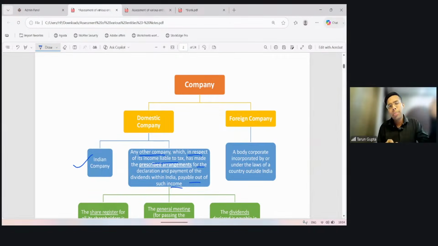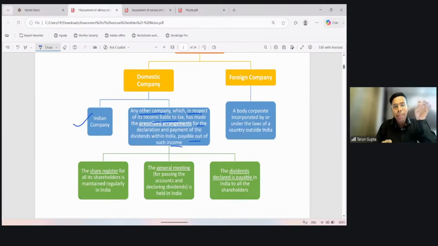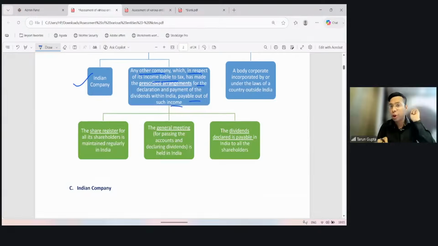So either you are an Indian company, then you are a domestic company, or if you're not an Indian company, then you have an income liable to tax in India, and you have made prescribed arrangement for declaration of dividend within India out of such income. What do you mean by prescribed arrangement? Prescribed arrangement includes three things. One, the register of shareholders, the share register, should be in India. Second, the general meeting in which these accounts are finalized and dividend declared should happen in India. And thirdly, the dividend is payable within India to all the shareholders.